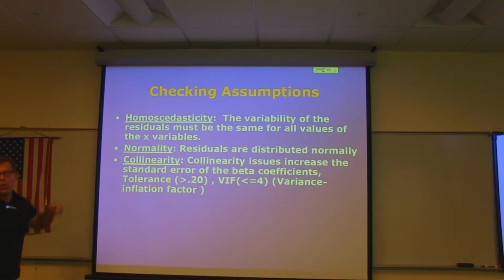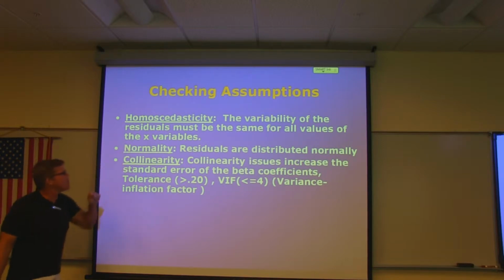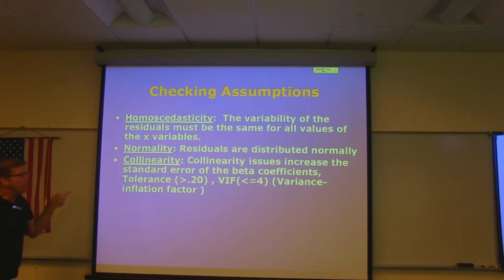Homoscedasticity, we know that that's considered homogeneity of variance. The variability of the residuals must be the same or similar for all values of the predictor variables. Normality, we know that the residuals should be distributed normally. We can look at that through a histogram.